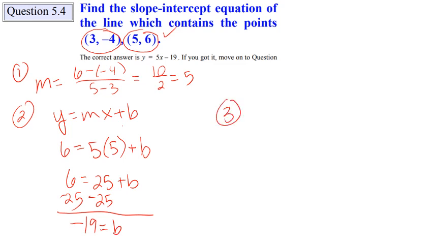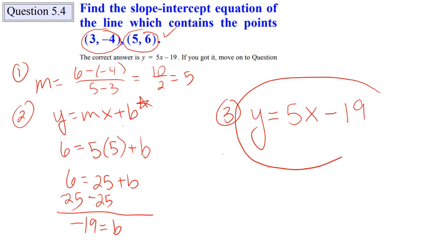The last step is to give the final answer. So we're going to use this formula, slope-intercept form, but we're only going to plug in the slope that we found and the y-intercept that we found. And this is going to be your final answer.